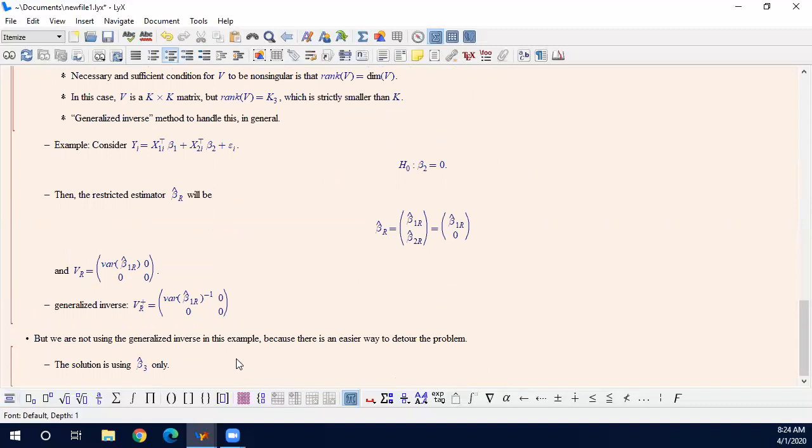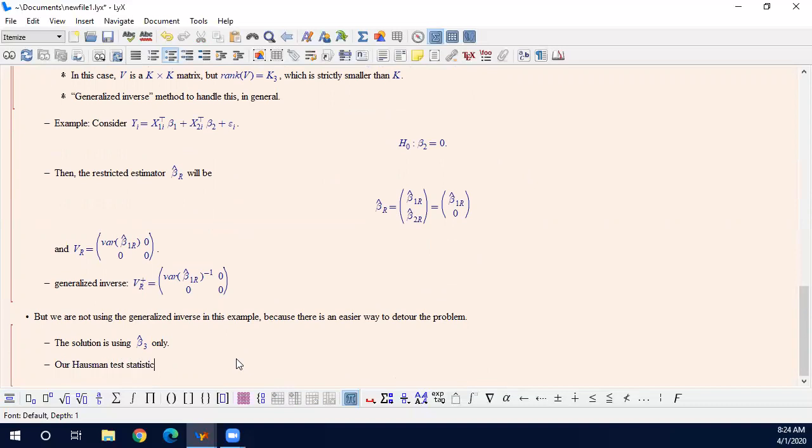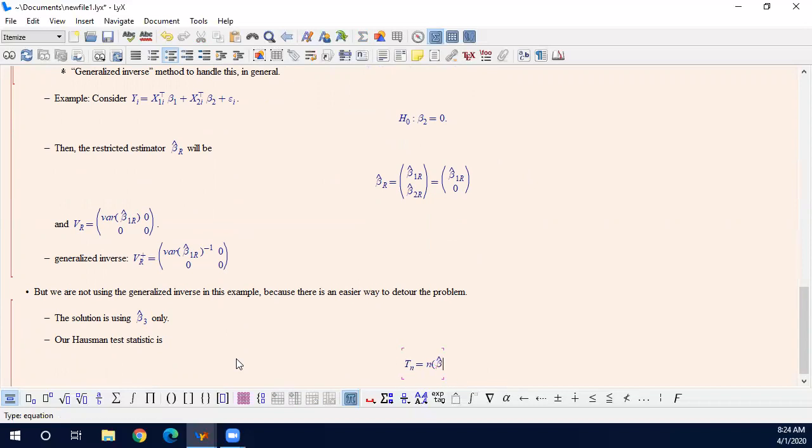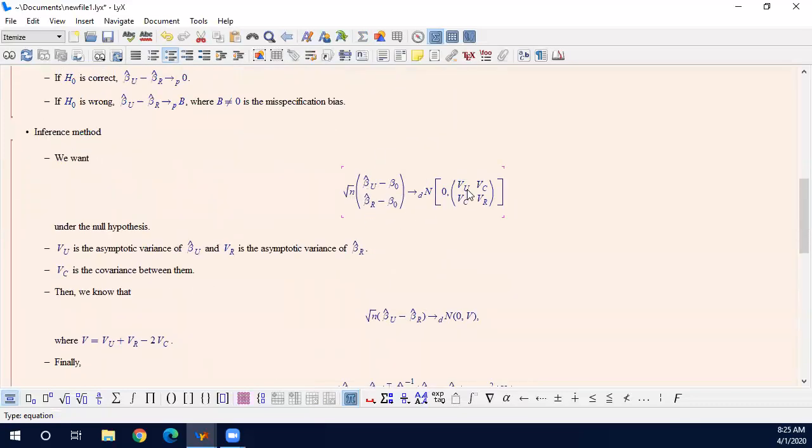So our Hausman test statistic is U3, whatever. So this is our final test statistic. The difference is that now we are using only the third parameter, the third coefficient, which is the main variable of our test. And of course, the variance we are using corresponds only to these. I don't need beta 1 and beta 2, so I only take a small part of these.